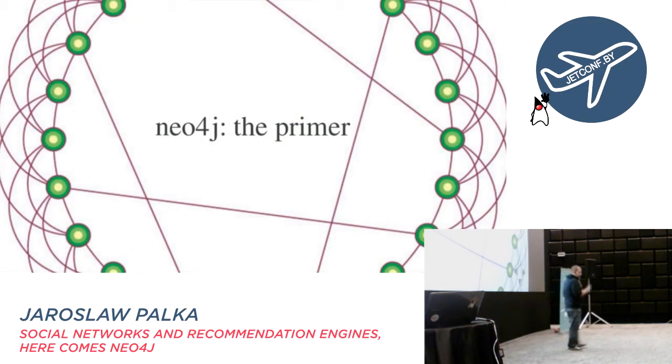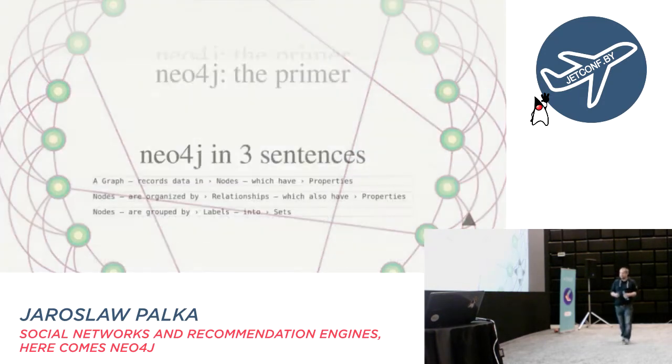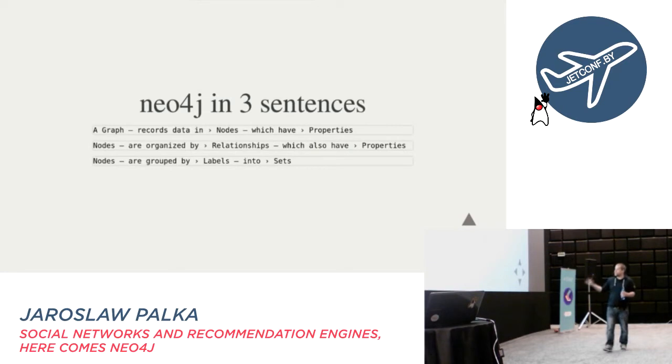Neo4j. What is this? It's a database written in JVM, of course, and it is based on the property directed graphs. So it implements part of the graph theory, not everything, it would be hard. So you can have directed graphs with properties. What is important is Neo4j in 3 sentences. The graph is a record of nodes which have properties, and nodes are organized by relationships, so edges, and the relationships have properties as well.